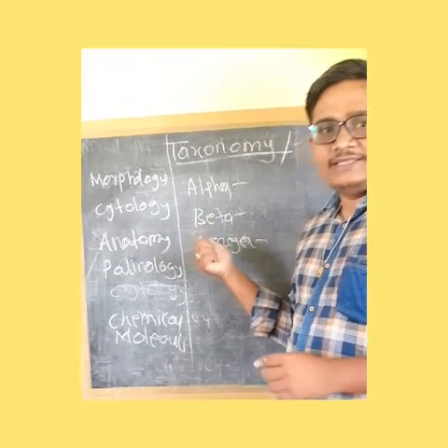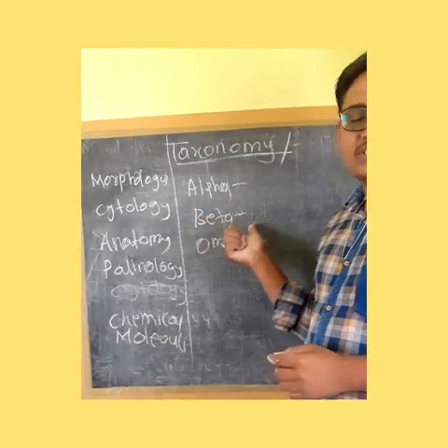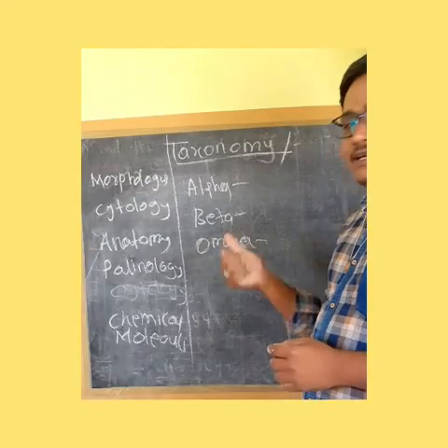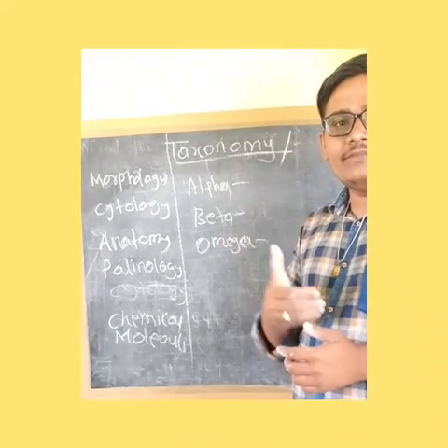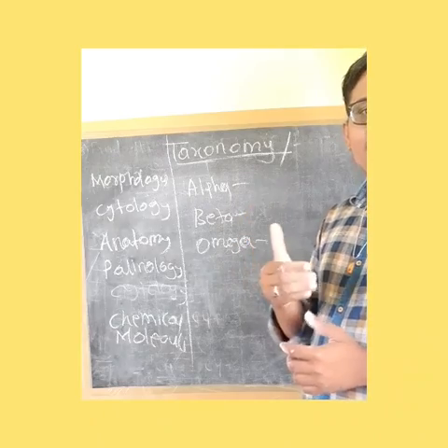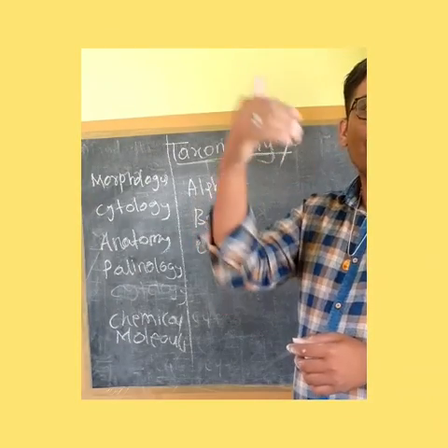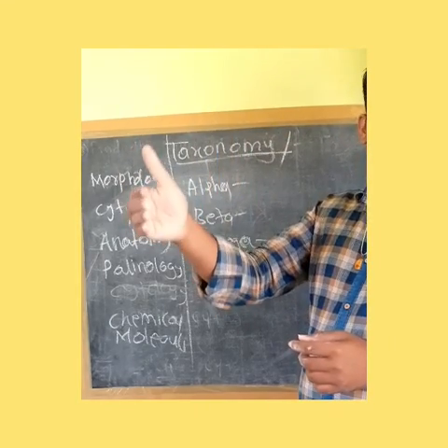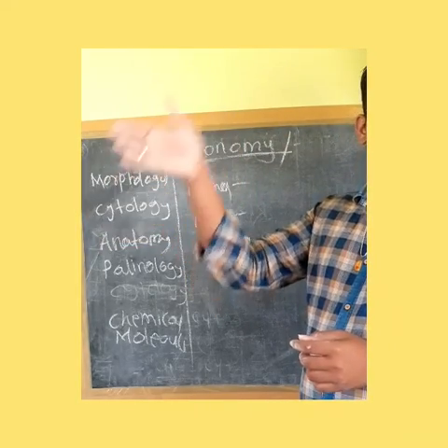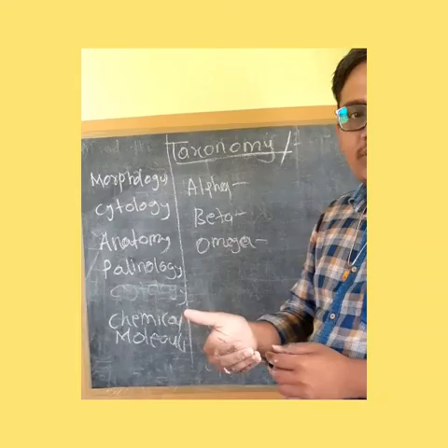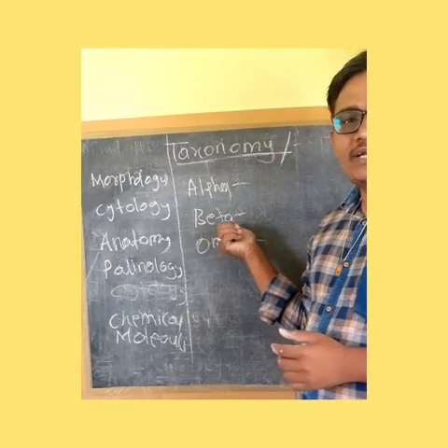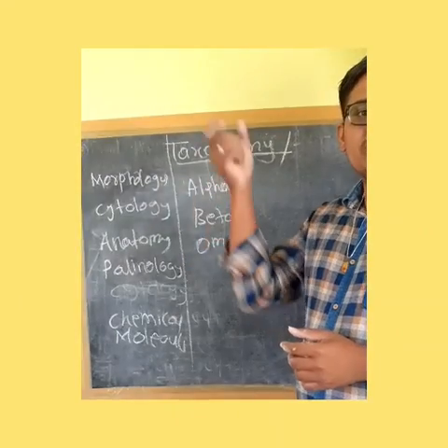Second is beta taxonomy. Beta taxonomy is nothing but classification in taxonomy. In that, a plant is identified and named, then classified into certain biological groups, such as class, family, genus, species, kingdom, or division. With the help of beta taxonomy, it is assigned into a specific group.